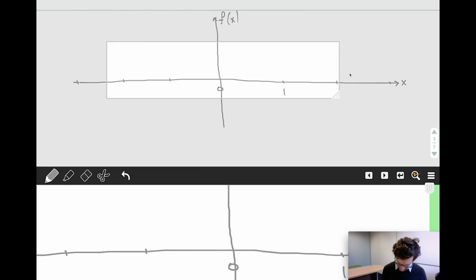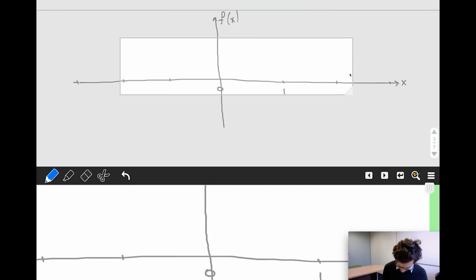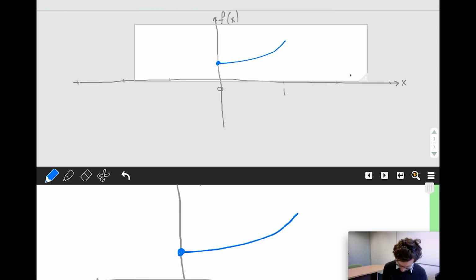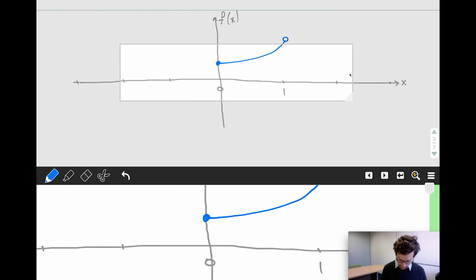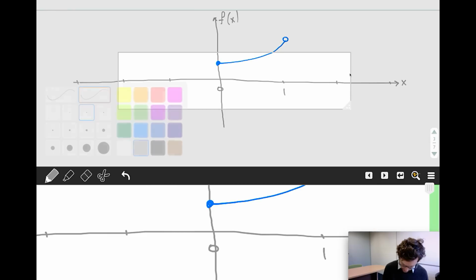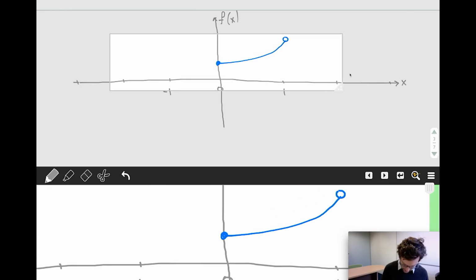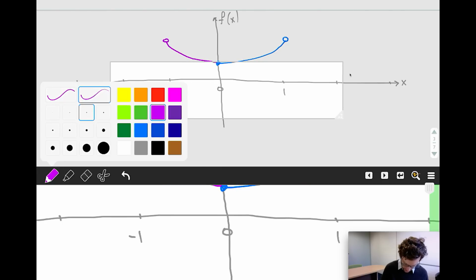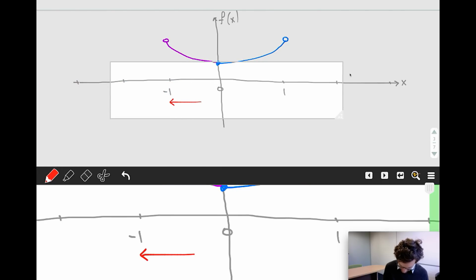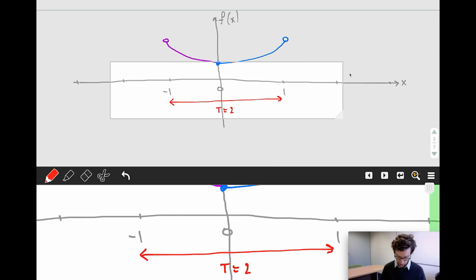So once again, let's sketch our function between 0 and 1. And then we're going to double the size of that by flipping it left-right, taking its mirror image. And then this is the basic tile that I'll repeat. So the width of that basic tile is twice as large, so the period of this function will be 2.